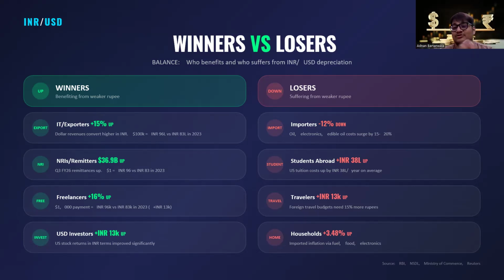Now there are some freelancers also who earn in dollars, and almost a 16% boost we have seen as per the latest numbers available. So on a $1,000 project, they are getting 96,000 rupees in today's scenario, 83,000 3 years back, so around 13,000 rupees gain again. And USD investors, anyone who maybe bought US stocks, stocks listed on Nasdaq or ETFs listed on US stock exchanges, are making money twice with this whole scenario going on. One from the stock gains, stocks are appreciating, and one from the currency forex gain as well.